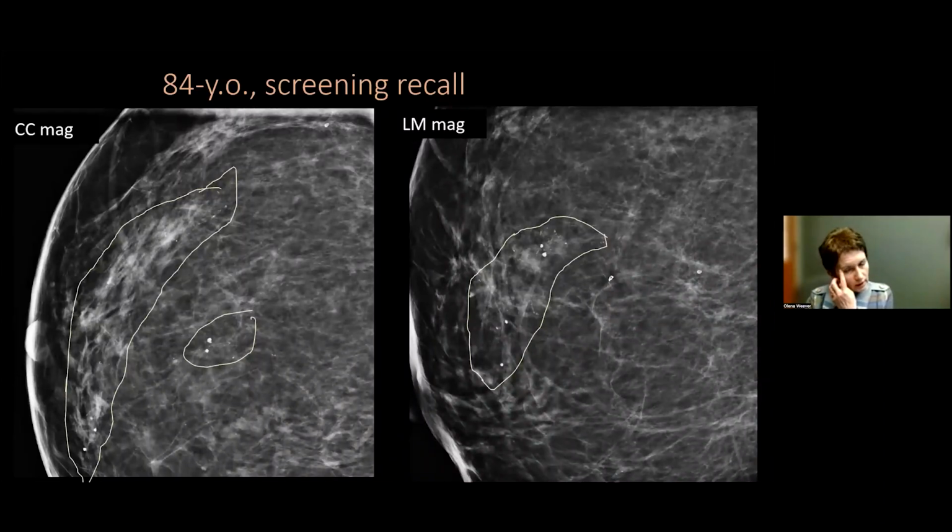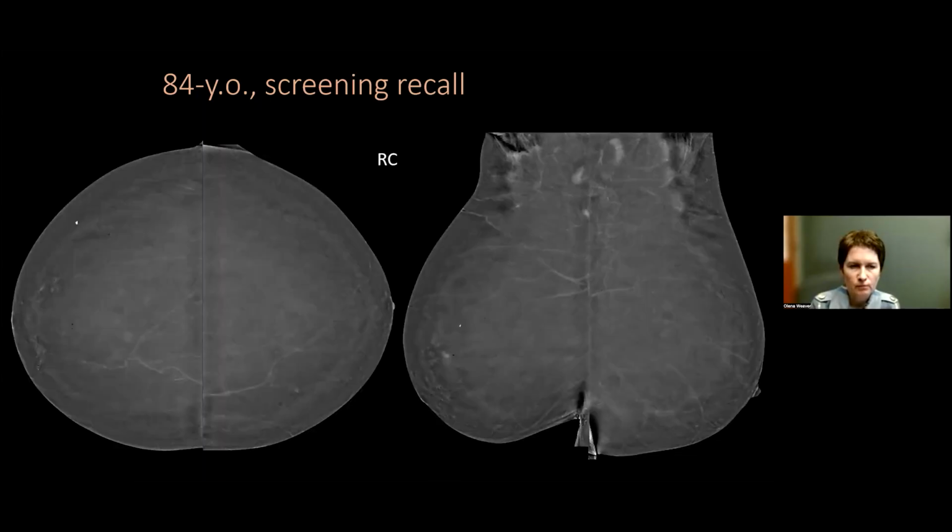So this case actually demonstrates some struggles. Whenever you start doing CEM, not every case is a straightforward high conspicuity mass. You start seeing stuff like this. And in this case, both the presence of suspicious microcalcifications and the asymmetric non-mass enhancement make you suspicious, so we need to biopsy it.